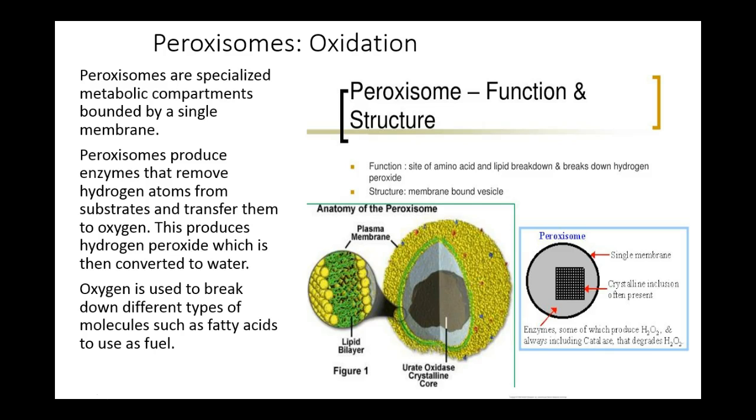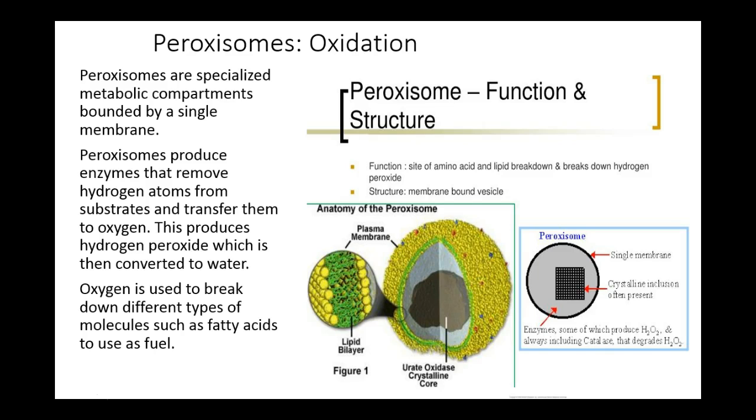The next thing is peroxisomes, and peroxisomes are similar to lysosomes, only maybe you can think of them as more specialized. They have metabolic compartments that have a single membrane around them, and the compartments are such that a peroxisome can produce hydrogen peroxide, which is H2O2.